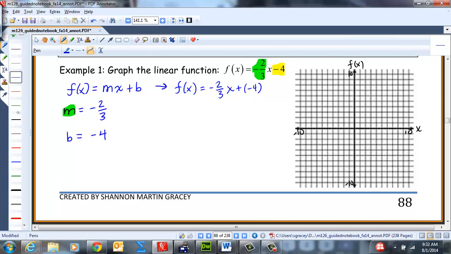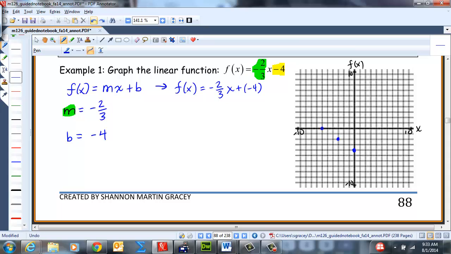So let's make our graph. The trick here, you start out by plotting the y-intercept. So that's at (0, -4), right here. And then we're going to use the slope. So you can either go up 2 and to the left 3, or down 2 and to the right 3, since you have a negative. So I'll just go up 2 and to the left 3. I'll do a couple. And then we can go ahead and graph it.